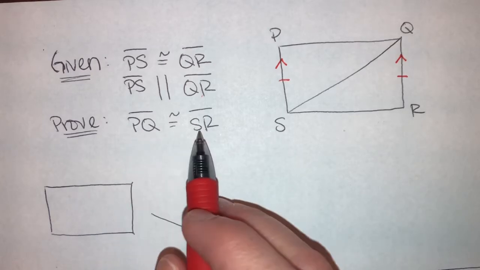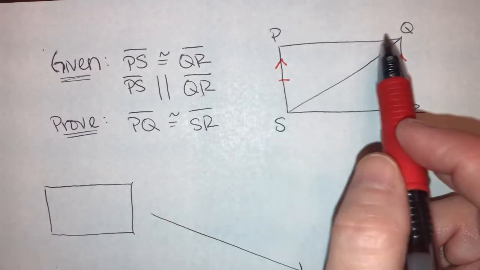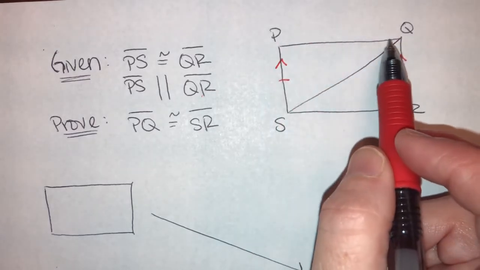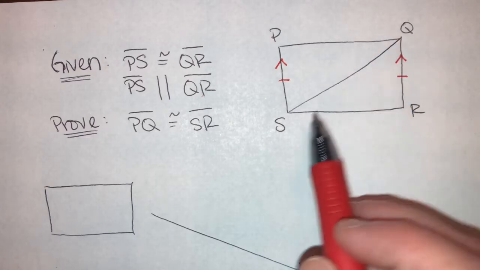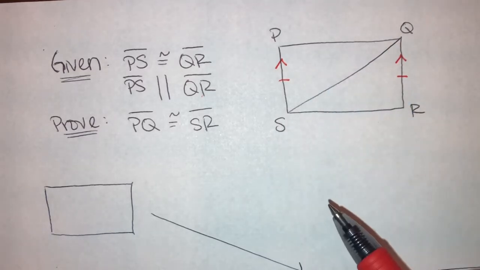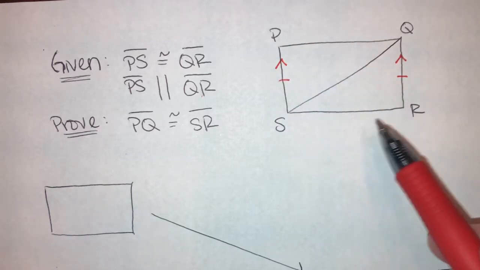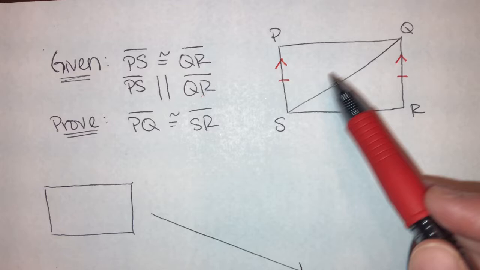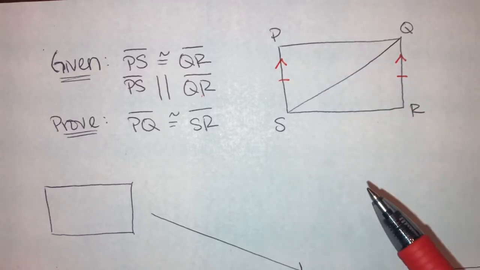Prove that PQ is congruent to SR. How am I going to prove, based on those two pieces of information, that this side is congruent to this side? Well, knowing I've got two triangles here, it looks like I'll be able to prove the triangles are congruent. And once I know the entire triangles are congruent, then anything after that I can say is congruent because of CPCTC.